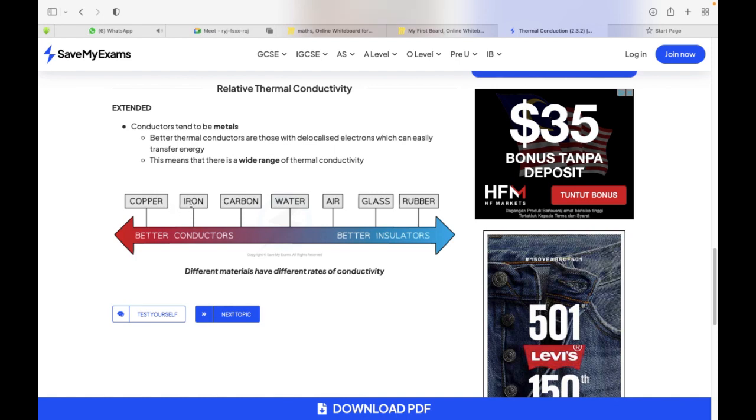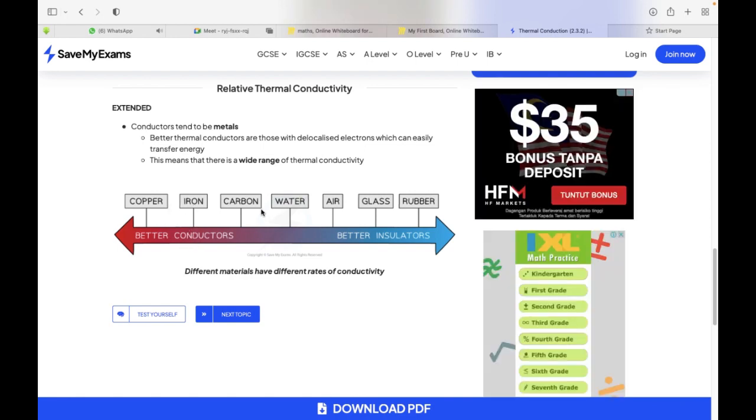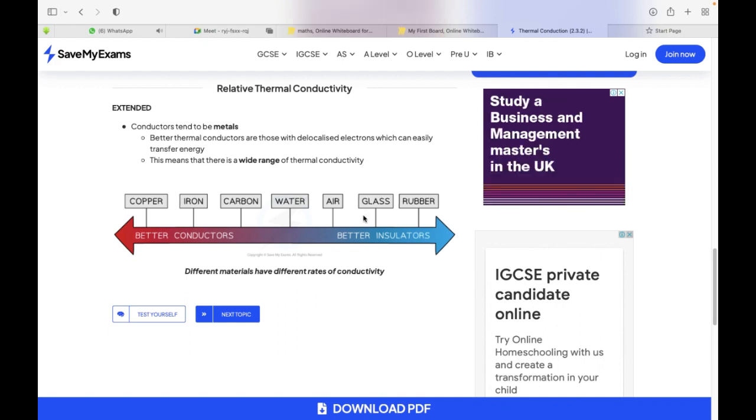Then we have iron, which is next to copper. Then we have carbon, then water a little bit, and then we have air. When you get to glass, you see glass is a poor conductor. The heat energy is not spread much to this side, and rubber is a super poor conductor. So this is how the conductivity compares across these seven materials. Copper is number 1, iron follows, then carbon, water, air, glass, and rubber is the last one. Is that okay? So I think we stop here.